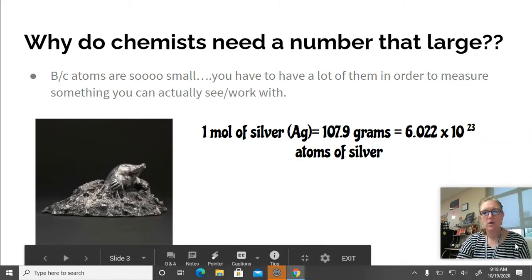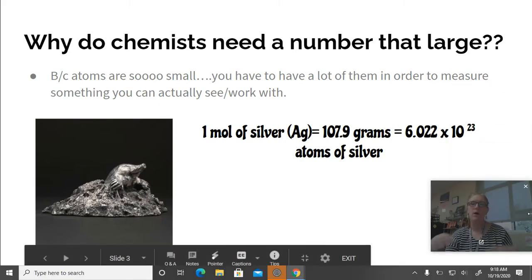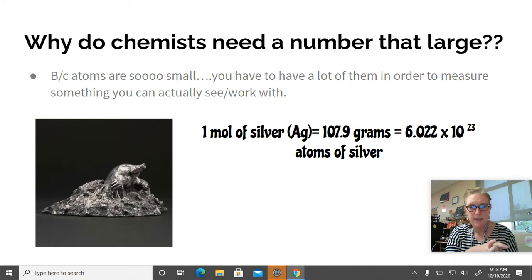Okay, so how do all these things relate? Well, if you have a mole of silver, for example, it weighs about 107.9 grams. If you have 107.9 grams of silver, then you know you have approximately 6.02 times 10 to the 23rd atoms of silver. Okay? Just like if you had a dozen eggs, that dozen eggs might weigh 450 grams. That would be 12 eggs. Because you have a dozen, you have 12 eggs, but it has a certain weight.